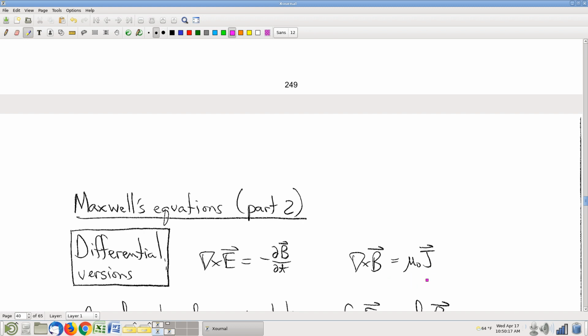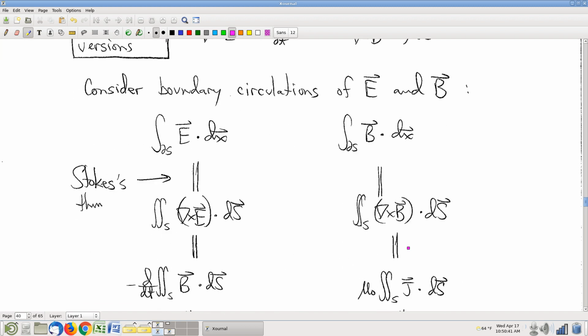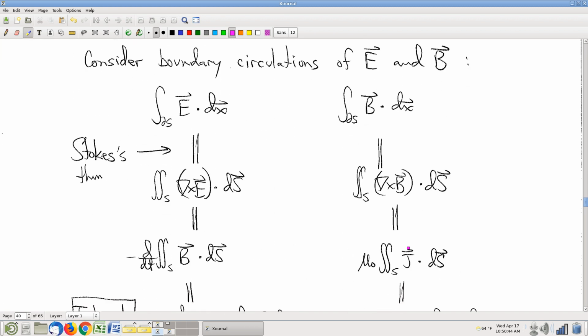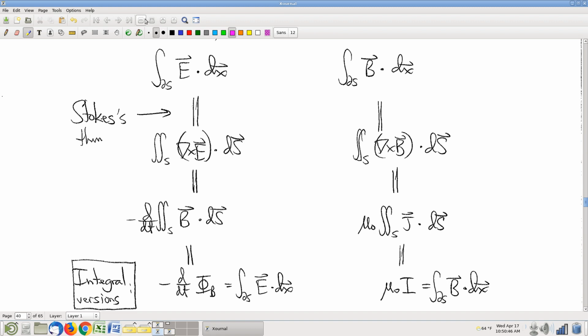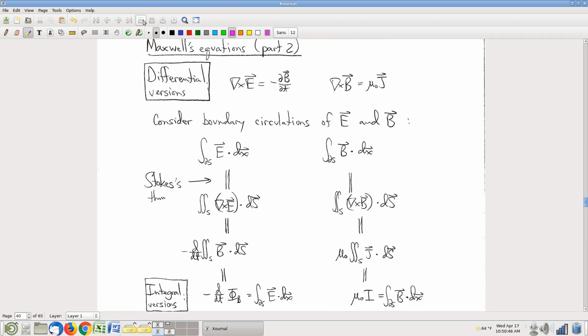So why are we talking about this in the context of Stokes' theorem? Well, because there are different versions of these equations. These are what we call the differential versions, because you can see right here it involves derivatives to state them. Curls are derivatives. There are integral versions of the same theorems, and here's how that argument goes. Let me zoom out a notch so we can see it all on the same page.